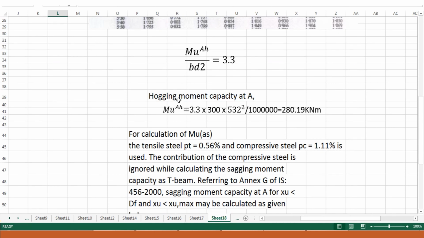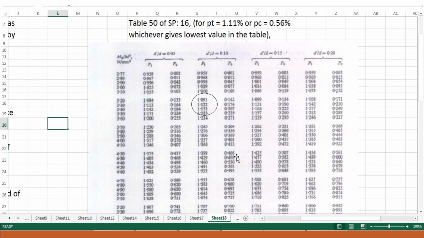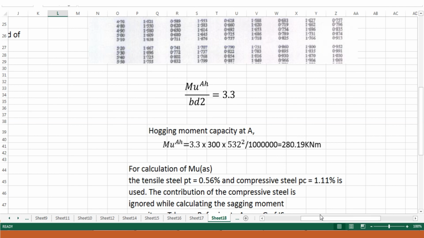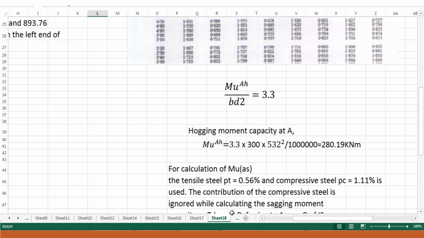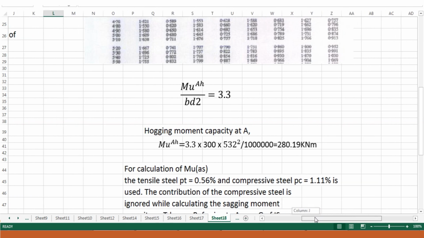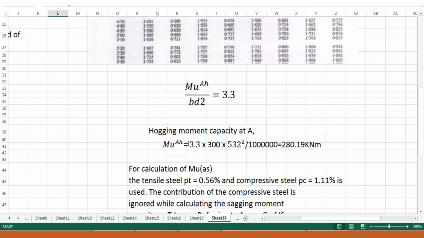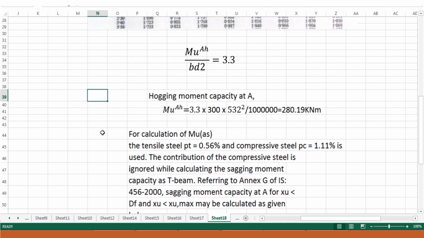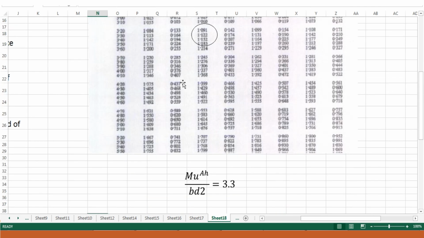Thereby the hogging moment capacity at A, and now this A end is actually the B end of beam BC, that you must remember. Now MuAH is equal to 3.3 into 300 into 532 square divided by 10 raised power 6, so it's 280.19. This comes from this formula, 3.3 into bd square. So the hogging moment capacity at end A is obtained from this process.